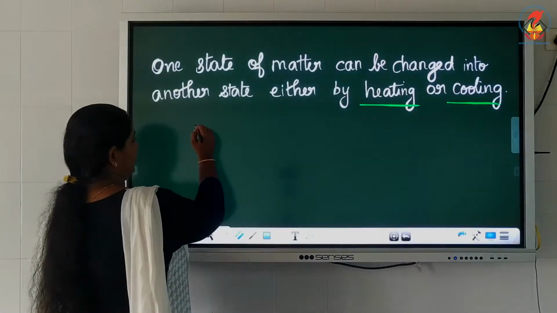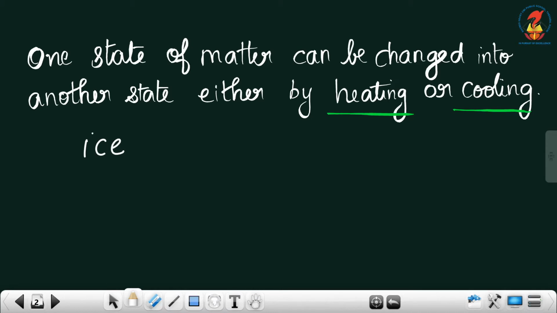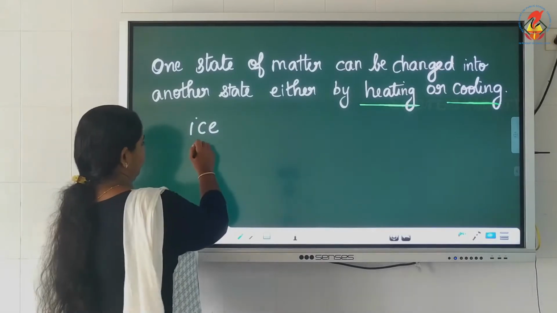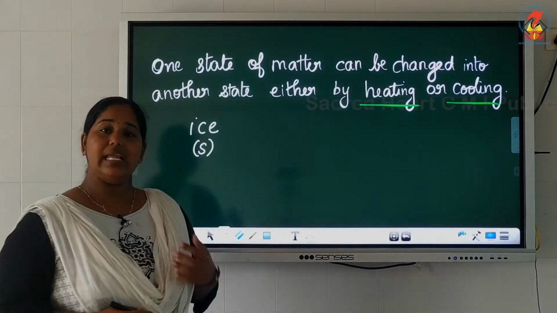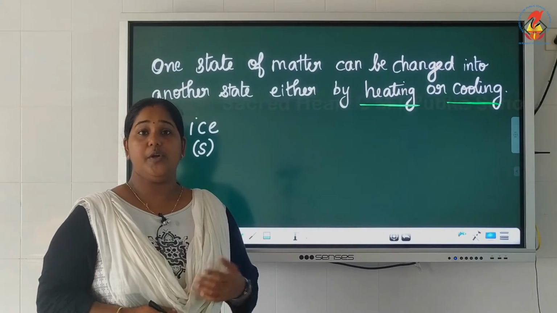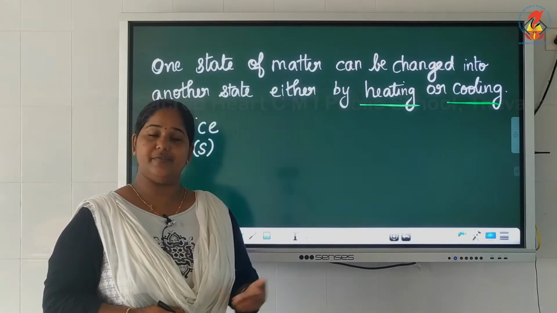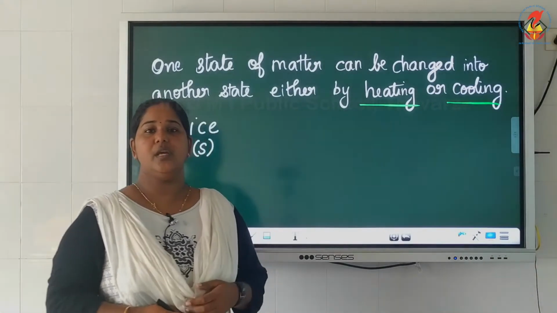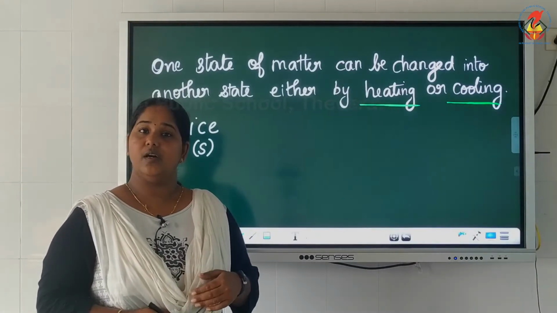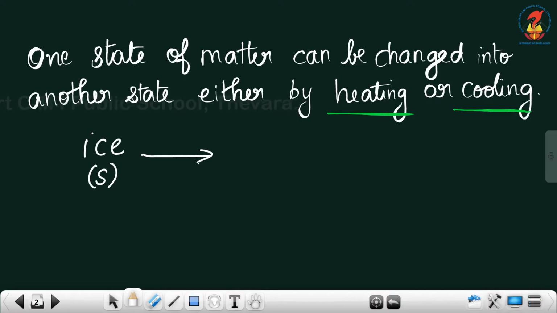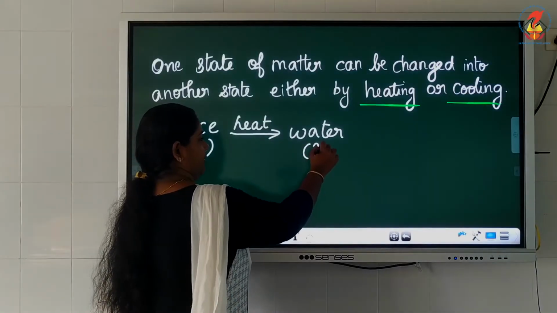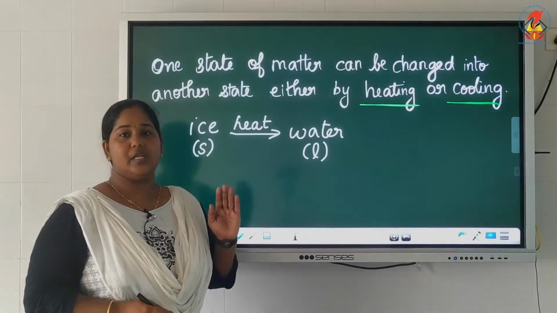First I'll tell you about ice. Ice is which state of matter? Solid state. So on heating ice, what do you get? You might have done it at your home, isn't it? Heating ice. What will you get? We'll get water. So ice on heating gives water. Water is in which state? Liquid state.